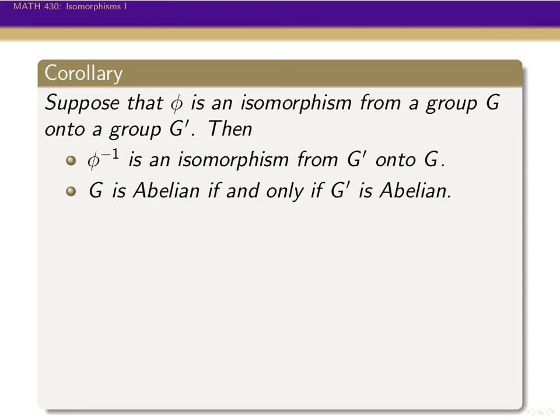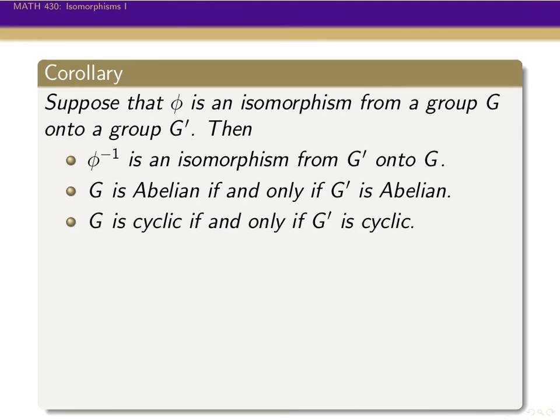G is abelian if and only if G prime is abelian. We can see this is pretty quickly true because A and B commute in G if and only if phi of A commutes with phi of B in G prime. That was one of the properties we proved. And so abelian just means that that's always true for any A and B in G. So that just really adds one line at the beginning and one line at the end for that proof.